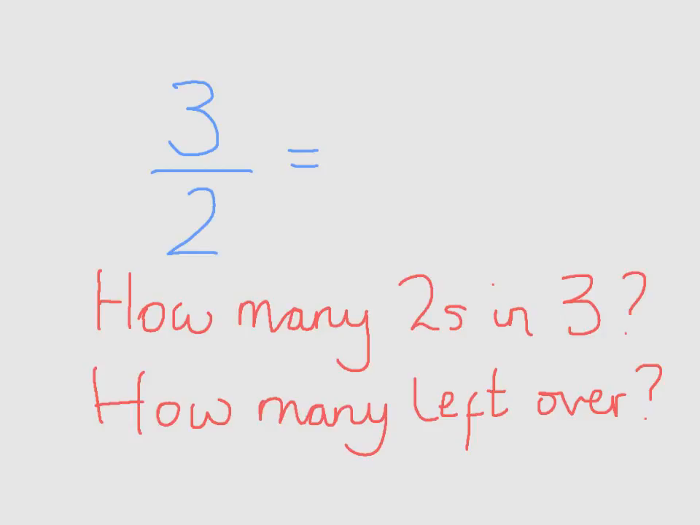Another way to think about it is to think about how many 2's there are in 3. We need to know this because 2 halves make a whole one. So how many 2's are there in 3? Yes, that's right. There is 1 2 in 3 with 1 left over. So 3/2 is the same as saying 1 whole one and 1 extra half. So as a mixed number, we say it as 1 and a half.